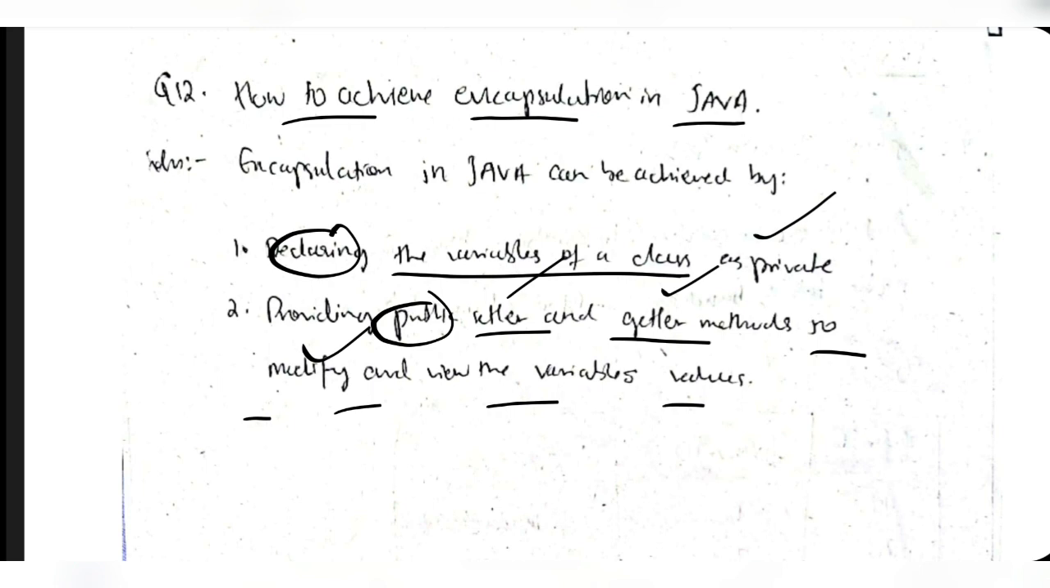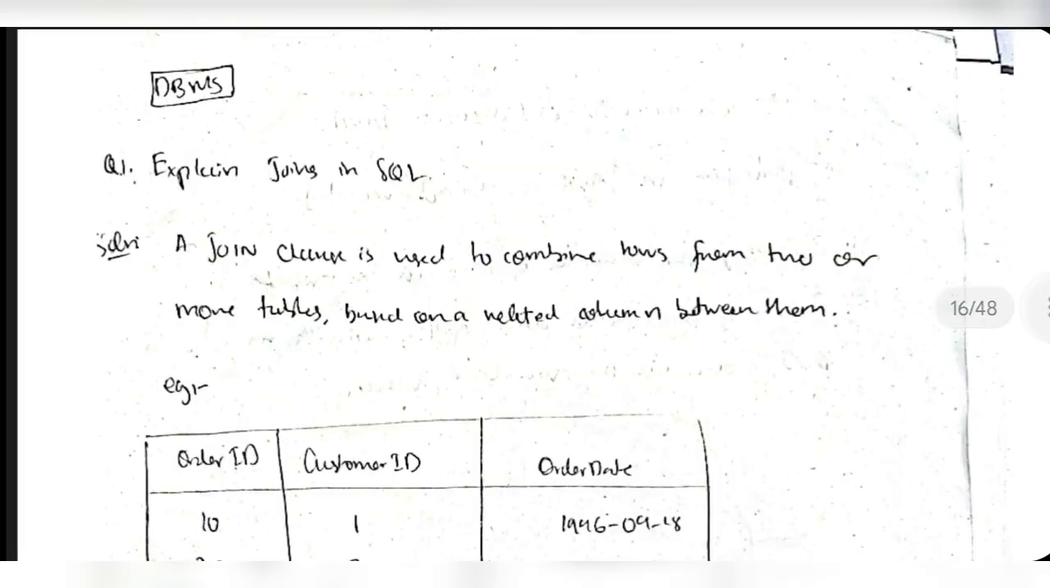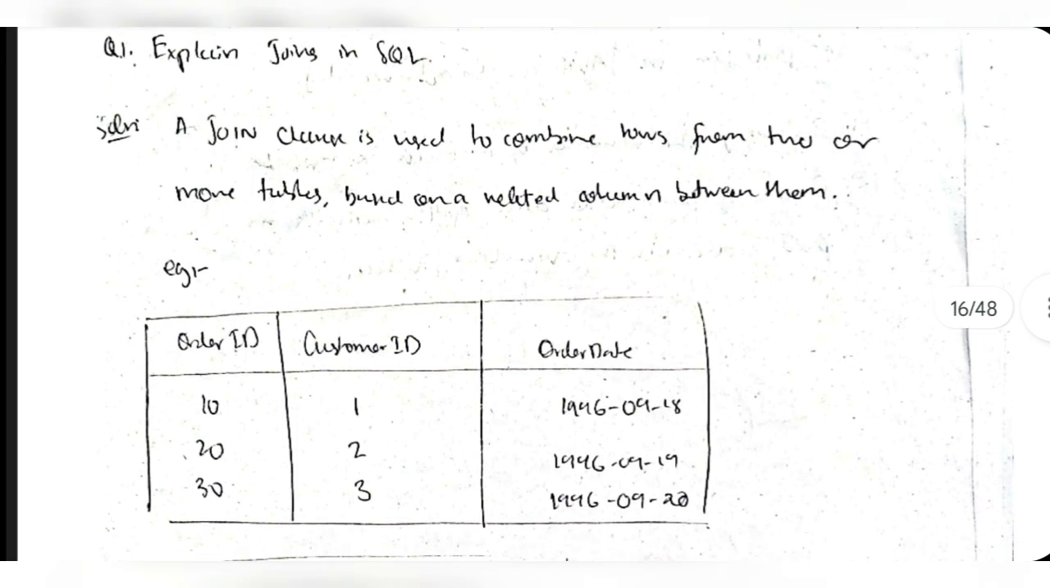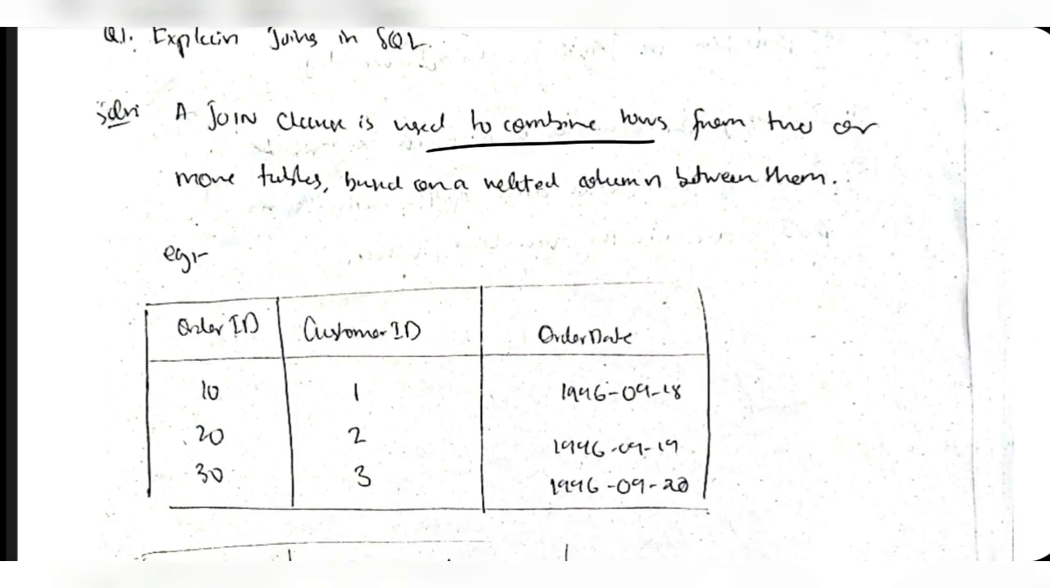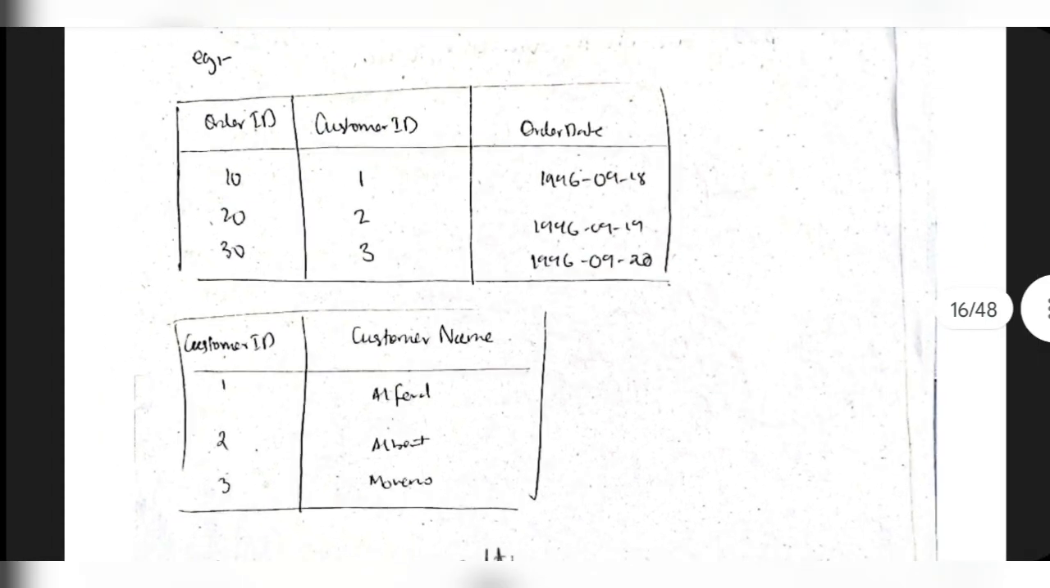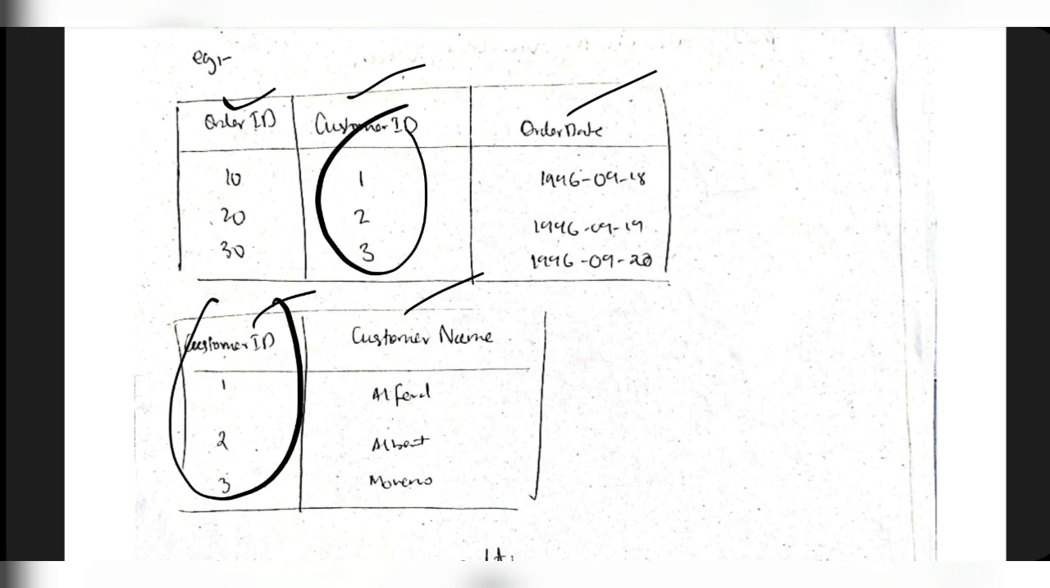Moving on to the next one, DBMS. The first question is, explain joins in SQL. A join is used to combine two or more tables. If these are two tables here, with order ID, customer ID, order date, and customer ID, customer name. Customer ID is the same here. So whatever person is associated with the customer ID here, those people will be sitting here.